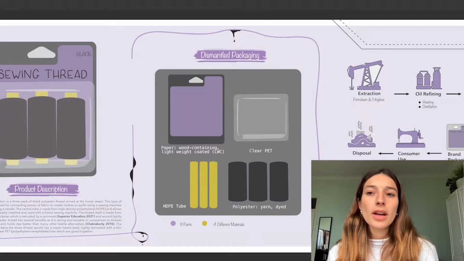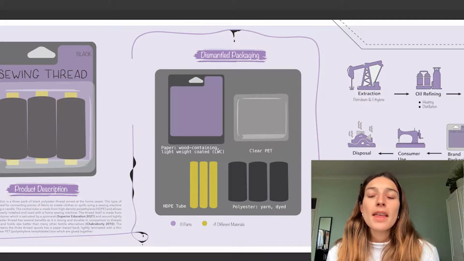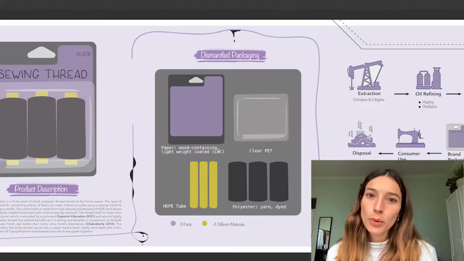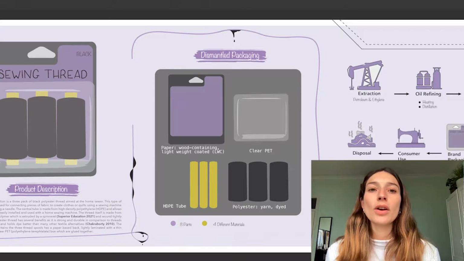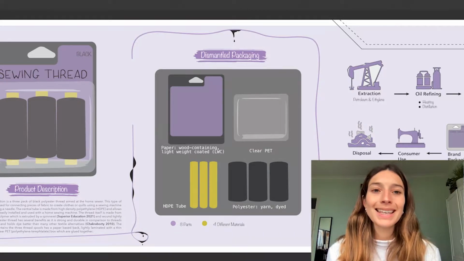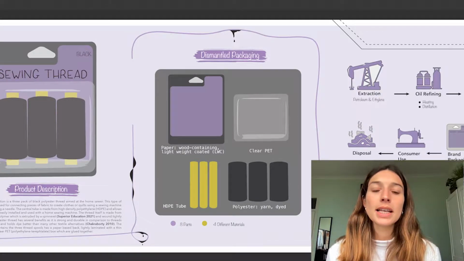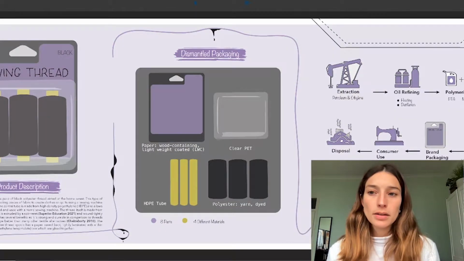Dismantling the packaging and the product, we find 8 parts with 4 different materials. The packaging is made up of 2 parts, cardboard and plastic. The cardboard is made from paper containing wood, which is lightweight coated, and the plastic is clear PET. For the product itself, the thread is made up of 3 rolls of 100% polyester yarn that is dyed. This thread is wrapped around 3 tubes made of HDPE to complete the product.